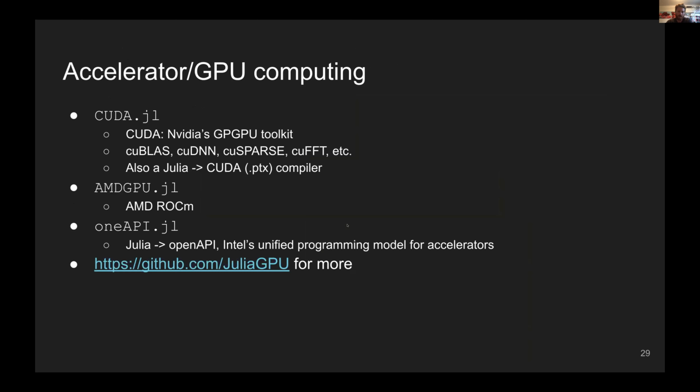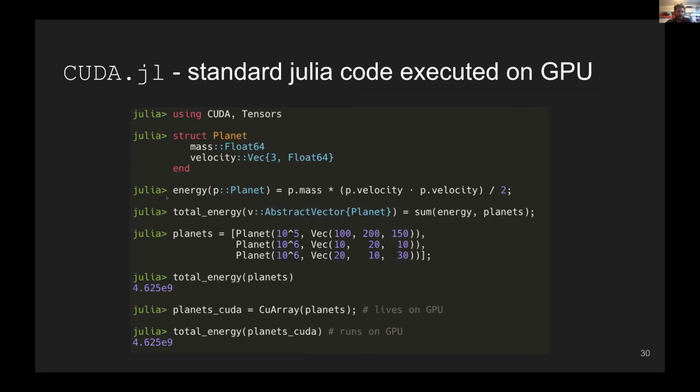If your CPU is not strong enough, you can also go to GPU computing. There are wrappers for CUDA, but also AMD and these newer things called oneAPI, which is Intel's sort of CUDA version. As an example of how to use CUDA, I use the CUDA package and some other package. I define a planet, a struct with some mass and velocity, and an energy function to compute the kinetic energy, and the total energy for a vector of planets. We just sum the energy of all the planets.